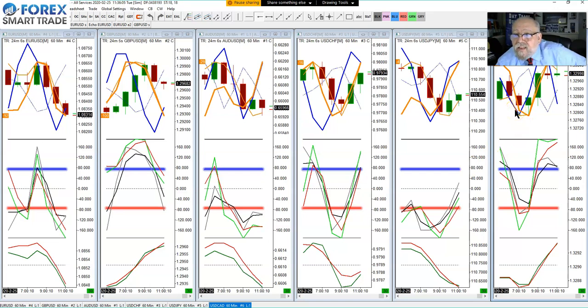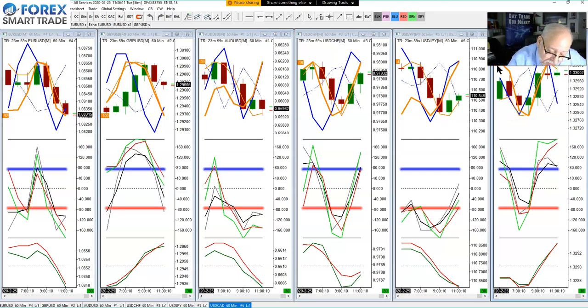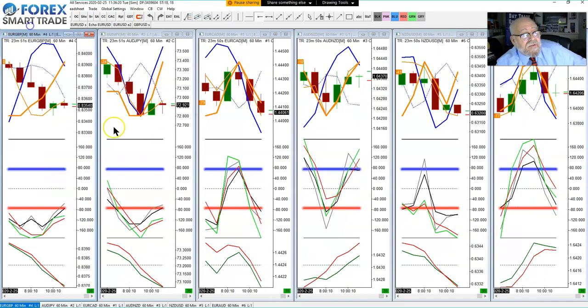And USD Canadian minus 22. So that's not close enough. So right now all we have is the Euro USD for a buy. Let's see if we have anything from the other currency pairs.